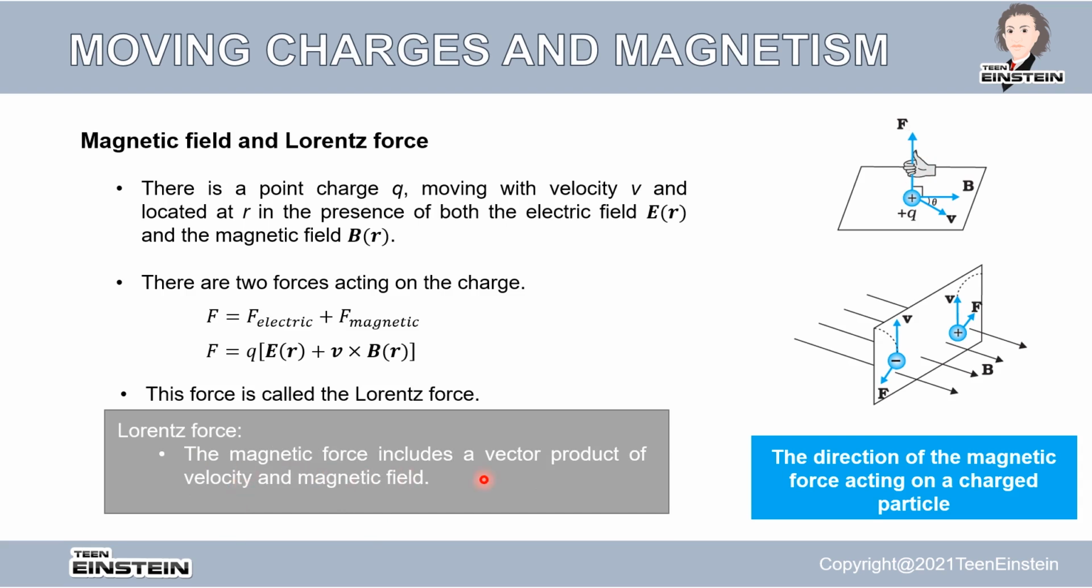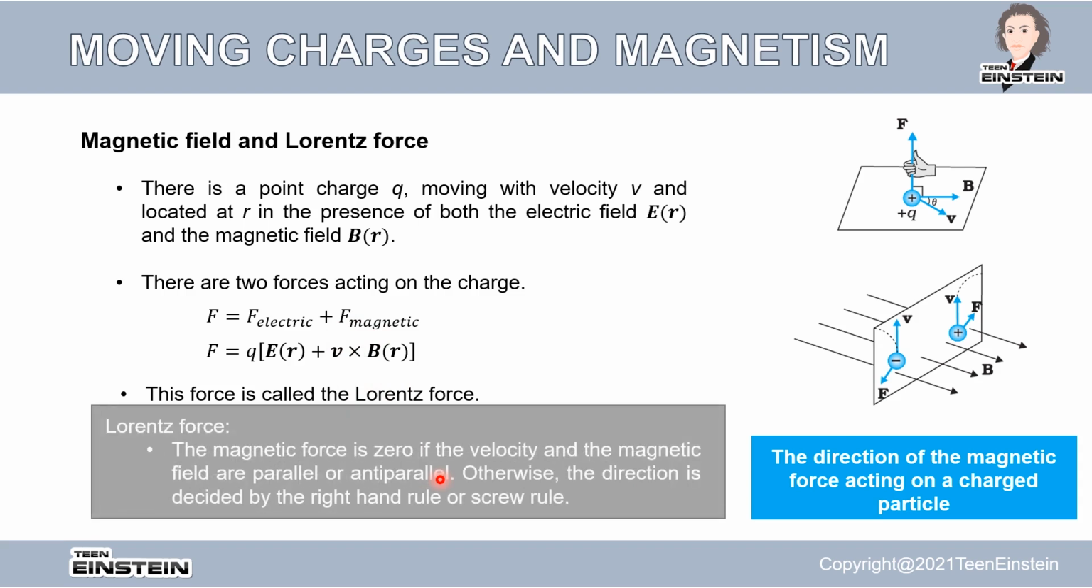The magnetic force includes a vector product of velocity and magnetic field. Since there is a cross product, it gives a vector. The magnetic force is zero if the velocity and the magnetic field are parallel or anti-parallel. Otherwise, the direction is decided by the right hand rule or screw rule.